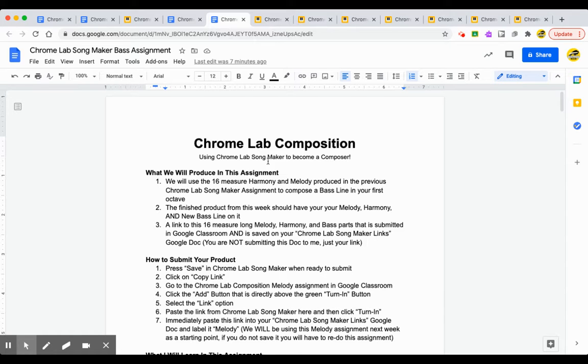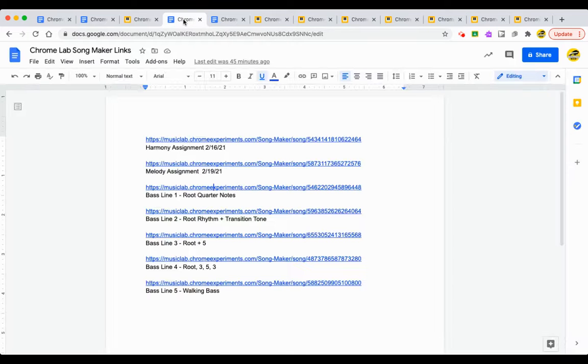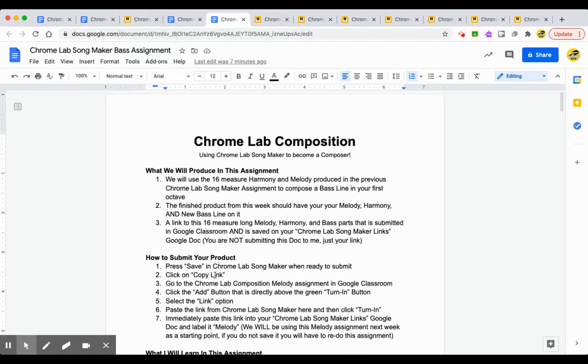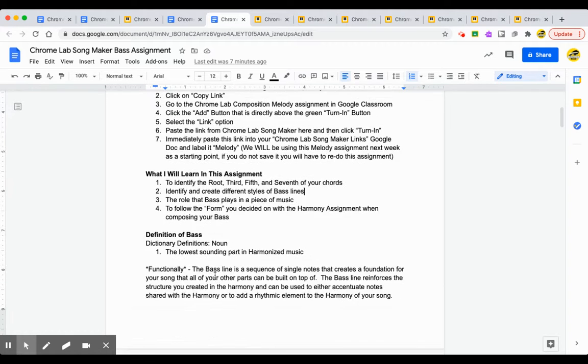So by the end of this, you are going to be sharing a link that has your melody, harmony, and bass line on it. And you're going to be sharing that link with me through Google Classroom, as well as putting it into the Google Doc that you created to hold all of your links so that you have them in a safe place as well. In case you needed a refresher, I included instructions for that in the Google Doc.